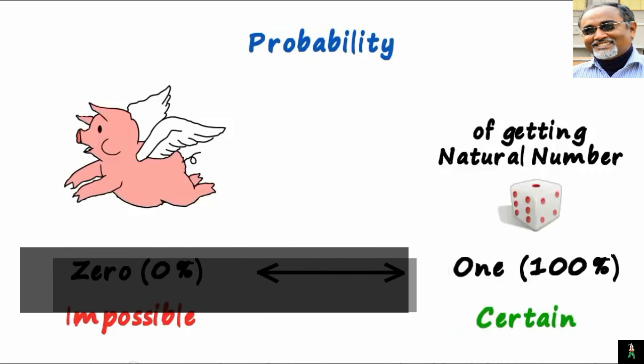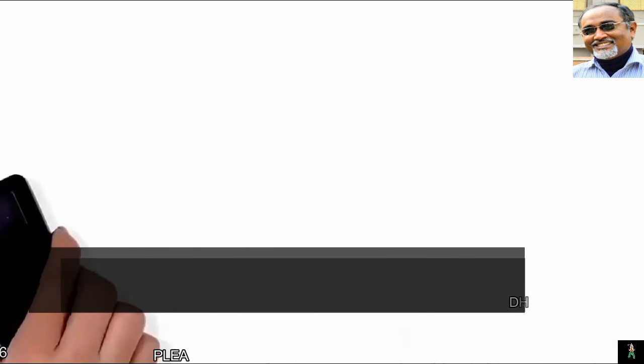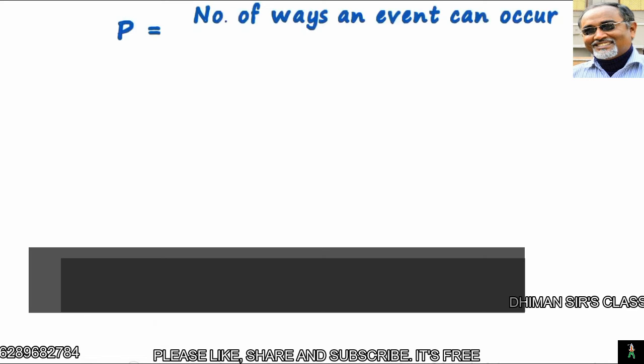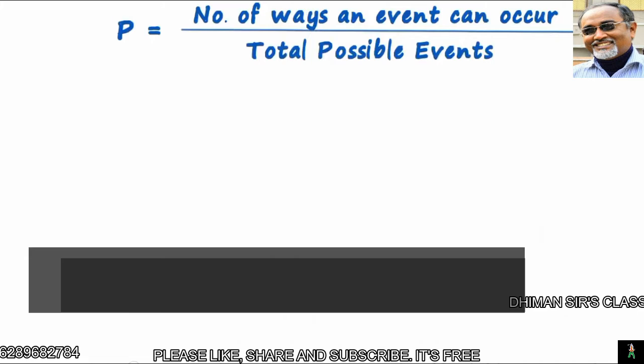But how is it actually defined? What is probability? Let's call it P. The probability of an event occurring is the number of ways in which an event can occur over the total number of possible events. Number of ways an event can occur over the total number of events. To understand this well, we look at 3 examples.